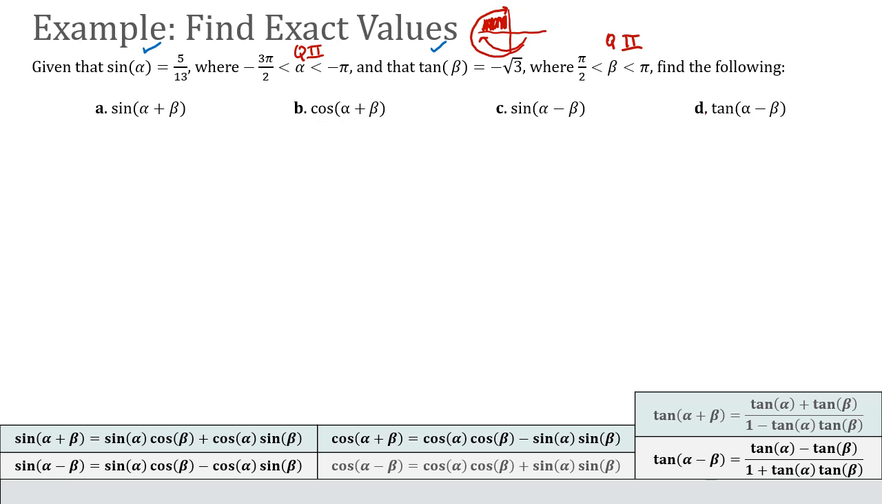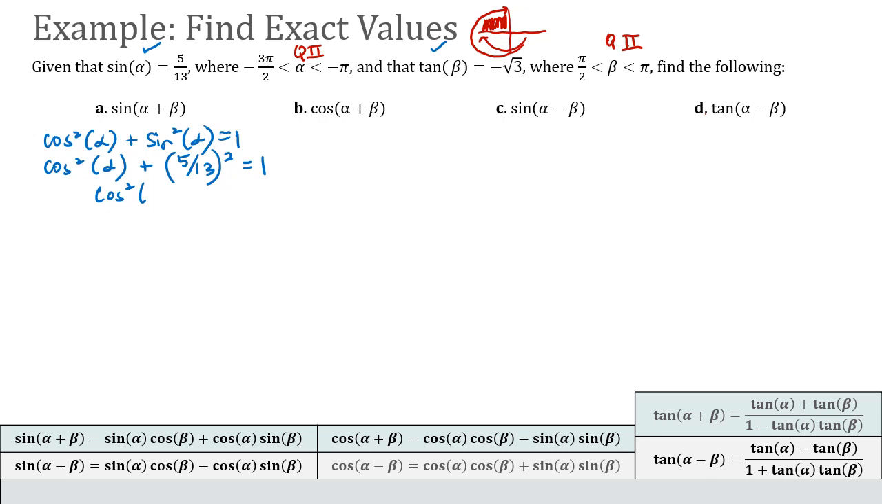So I'll start with the sine of alpha. I see that that's equal to 5 over 13. And what I know is that cosine squared alpha plus sine squared alpha is equal to 1. So I'm going to substitute in the place of the sine of alpha that 5 over 13. It's not alpha, but it's the sine of alpha. And I'm going to square it and set it equal to 1.